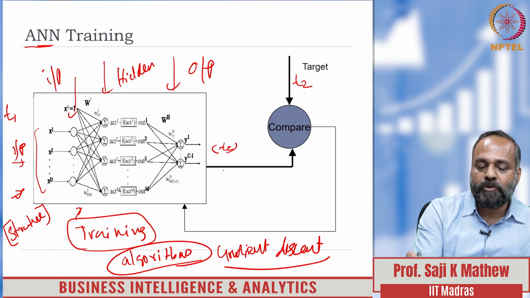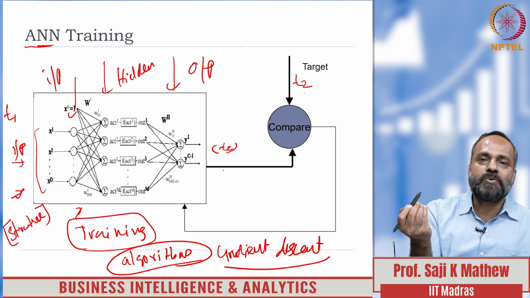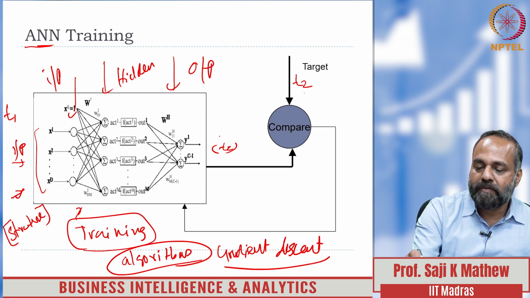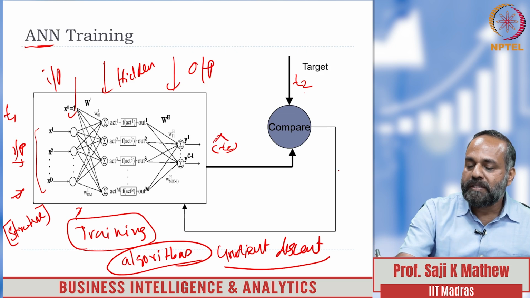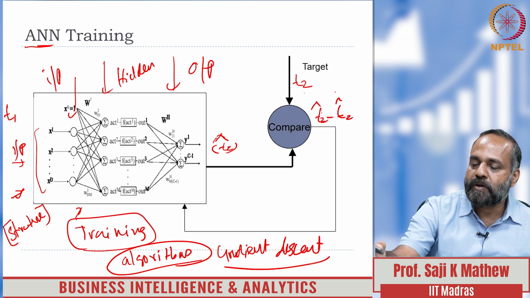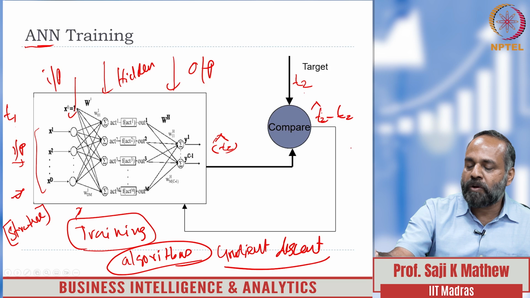The predicted output should be T2, but it will not be T2, there will be an error. Let us take it as T2 cap. So the difference between T2 hat, as some people call it, and T2 is the error.